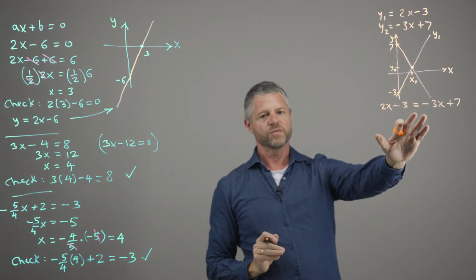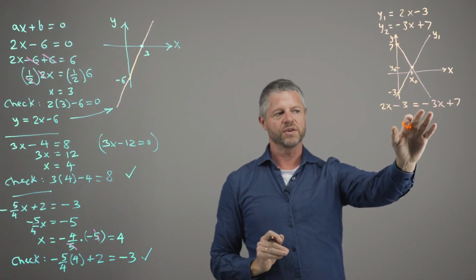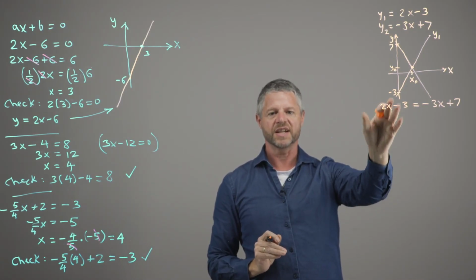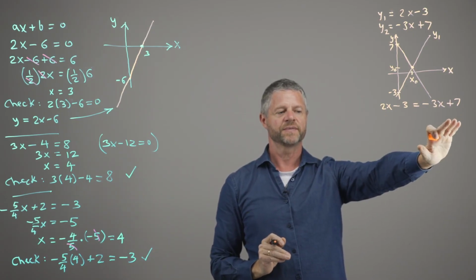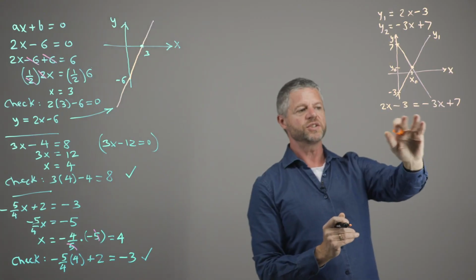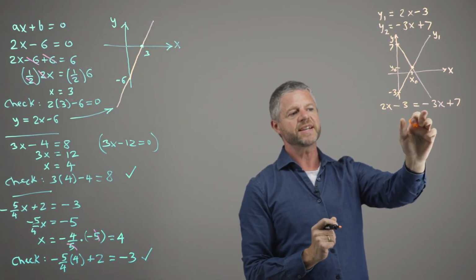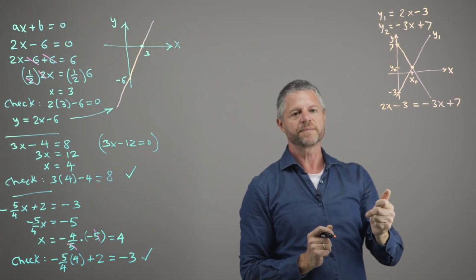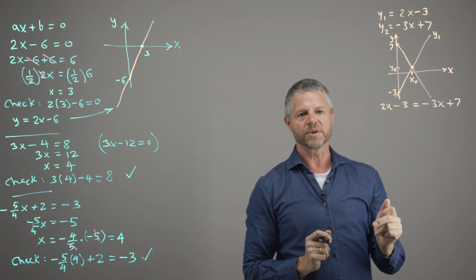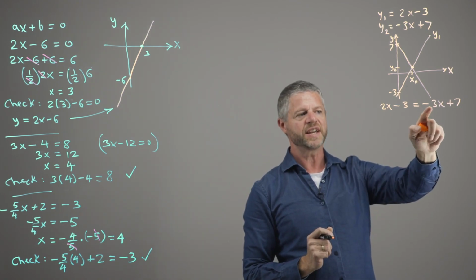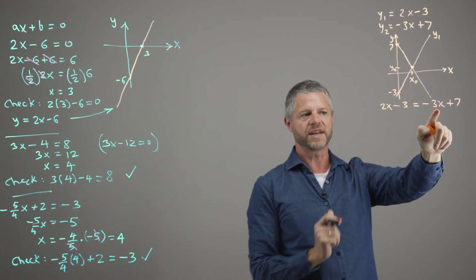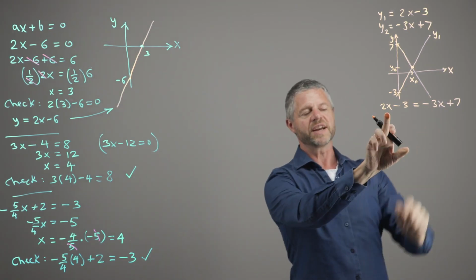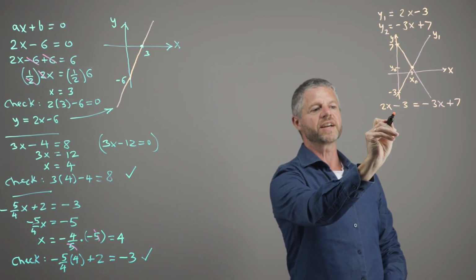And then what I want to do is have x isolated on one side of the equation and just numbers on the other side. So first thing I could do here, to get the x's all on this side, is add 3x to both sides. If I add 3x to the right-hand side, it's going to cancel the minus 3x here. And then if I add 3x to this side, I'll have 5x.